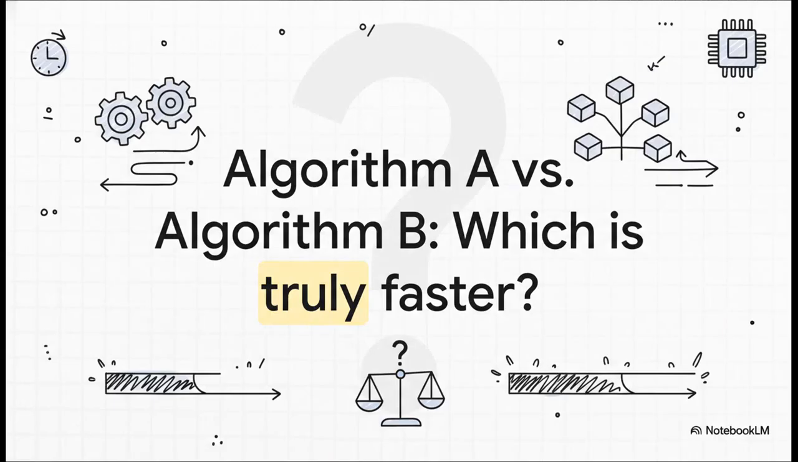So imagine this. You've coded up two different algorithms, and they both solve the same problem. They both work, which is great. But which one's better? Which one is actually faster? It seems like a simple question, right? But the answer can be surprisingly tricky. How do you even compare them in a way that makes sense, no matter what kind of computer you're running them on? Well, that's the big question we're going to tackle today.